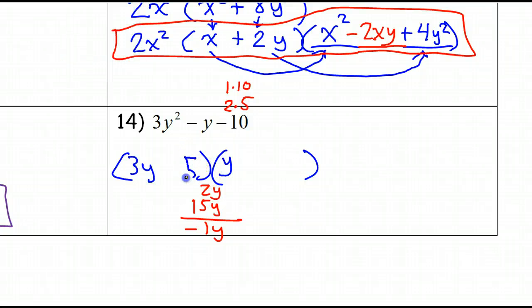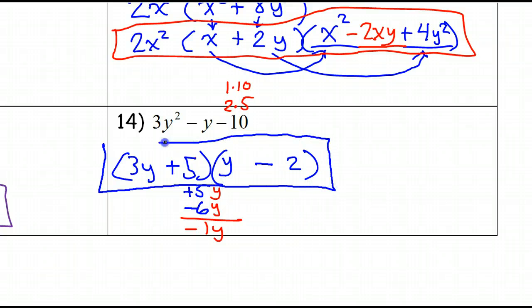Alright, so I'm going to try doing 5 and 2 instead. So that's going to make that 5y inner and 6y outer. You know what, I can get a negative 1 out of this if I let the bigger one be negative and the smaller one be positive. So that would make this positive 5 and this would be my negative 2 to make the negative 6. Will I get negative 10? Sure, a positive times a negative is a negative. So this will be the final answer.